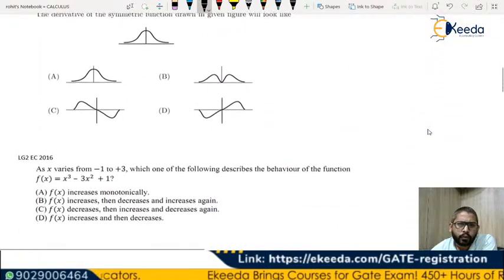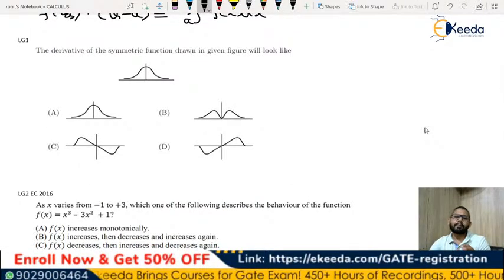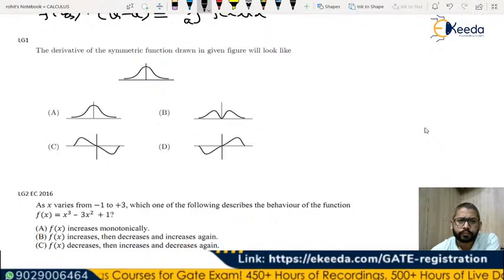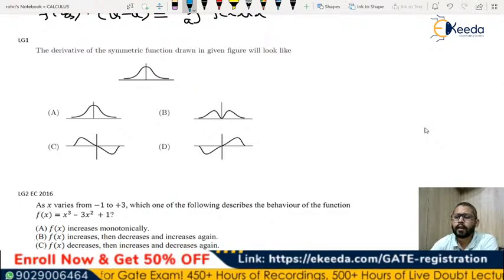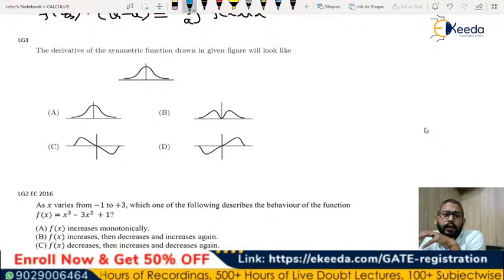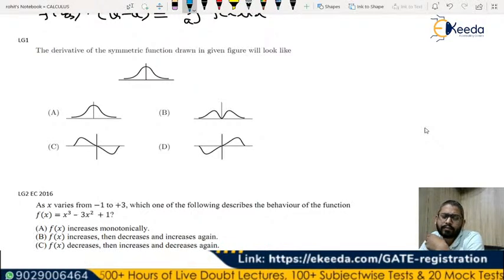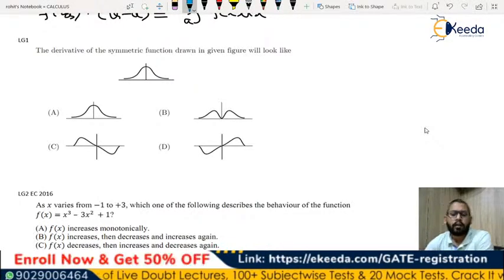Now we are moving to a very interesting topic, which is increasing, decreasing, maxima, minima, and other such functions. So let's see. In this case, it says the derivative of the symmetric function is going to be what? So please try this question. It is not a difficult one.